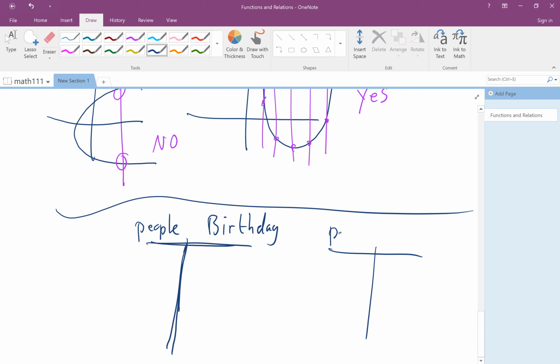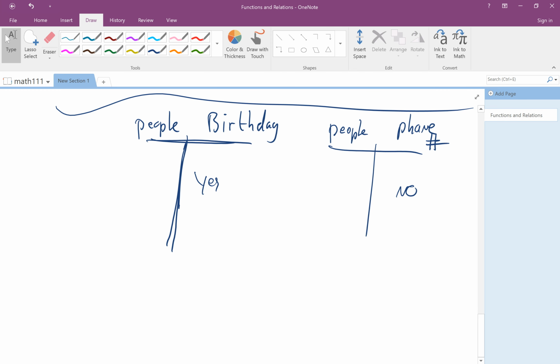What about this? People, phone number. You can share a phone, so no. But is it possible for a person to have 2 phone numbers? Yes. Work phone number, school, or your smartphone number, whatever. So not necessarily. This would be yes, maybe. This could be a no. So you're kind of getting the idea, right?